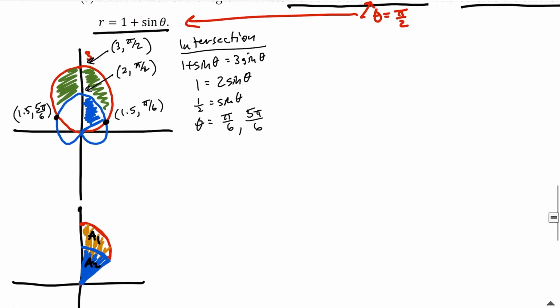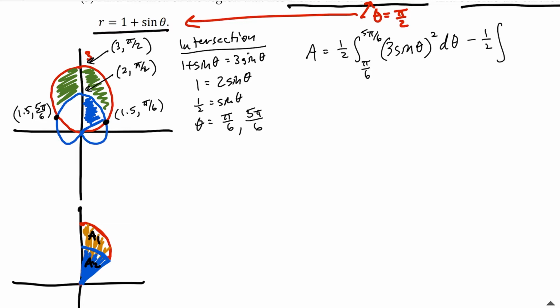So let's set up our integral. So area is going to be 1/2. So I'm going to take the integral from pi over 6 to 5 pi over 6 of my circle. So that's 3 sine theta squared. And then I'm going to subtract the area of my cardioid, which is also from pi over 6 to 5 pi over 6. So it's going to be 1 plus sine theta squared d theta.